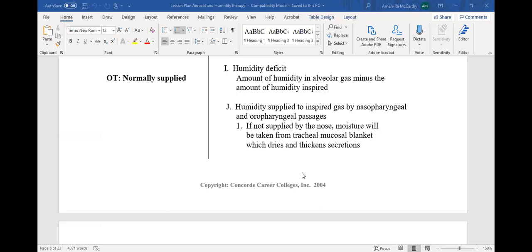If the humidity inside my lungs is 44 milligrams of water, but the humidity outside is only 19, the answer is 25, right? So the humidity deficit is 25 milligrams of water. That will be the deficit. The humidity deficit is simply the amount of humidity in my lungs minus the amount of humidity outside, okay?